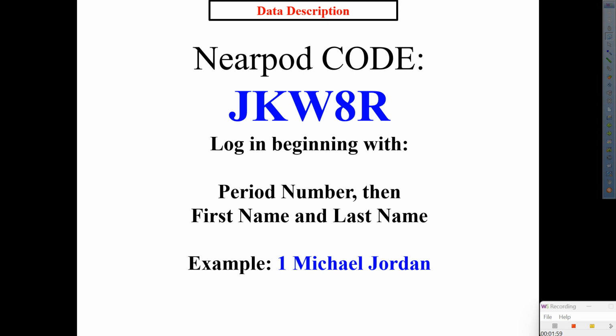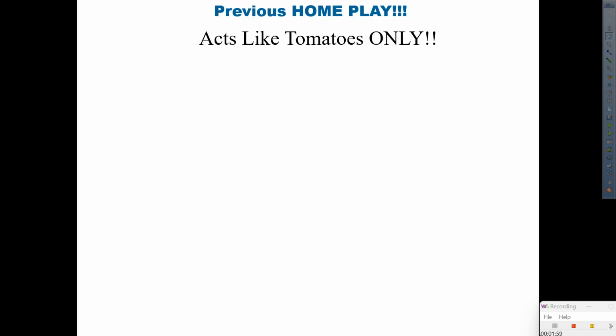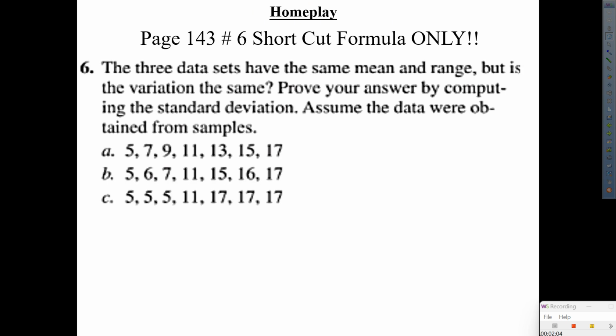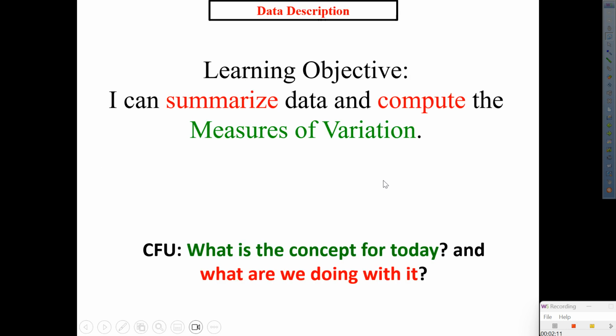Okay. So once again, yesterday was a day off from doing any math work. Tonight is that one. Look up number 6 using shortcut formulas.